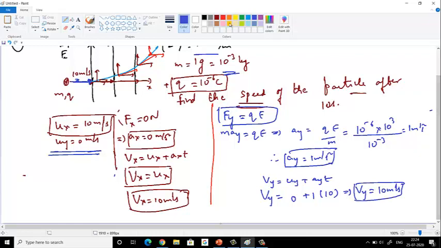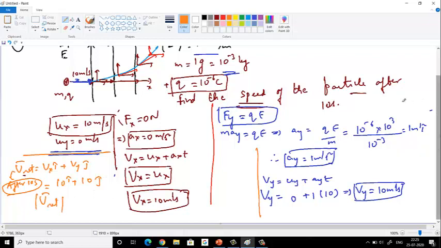So what is the net velocity? Let me put that here. V net after 10 seconds is Vx in i cap direction and Vy in j cap direction. What is the value of Vx? 10, so 10 i cap. What is the value of Vy? 10, 10 j cap. What we want to find is the speed. We don't want to find the velocity.